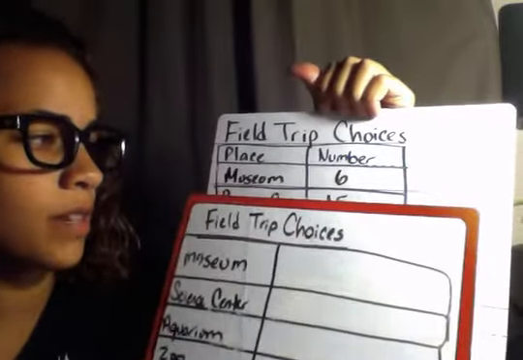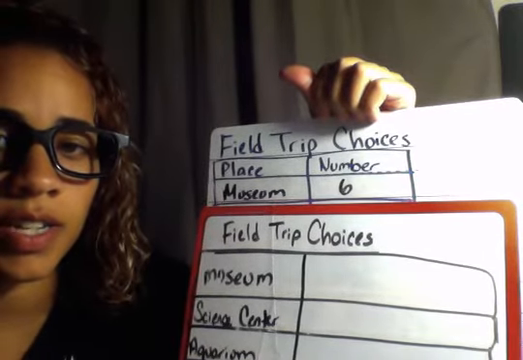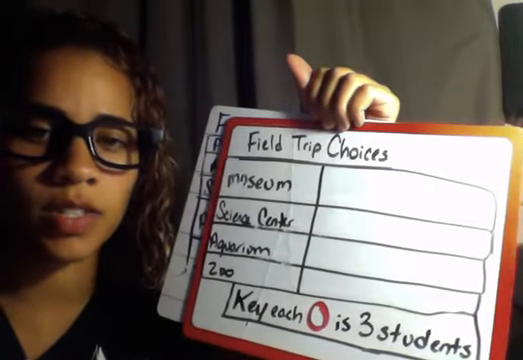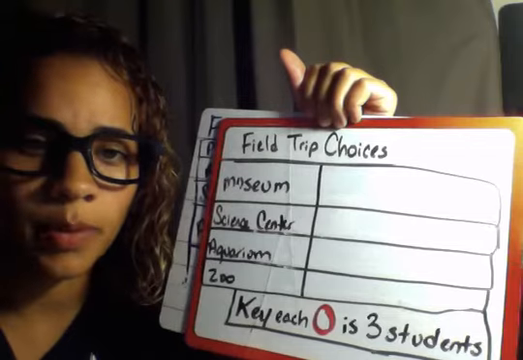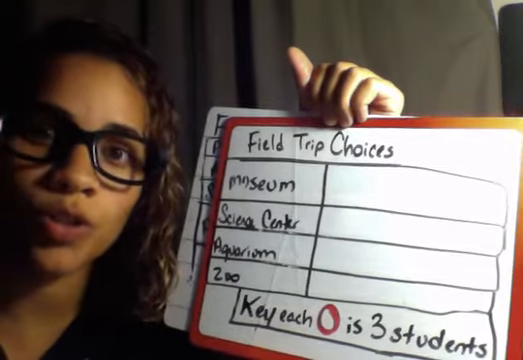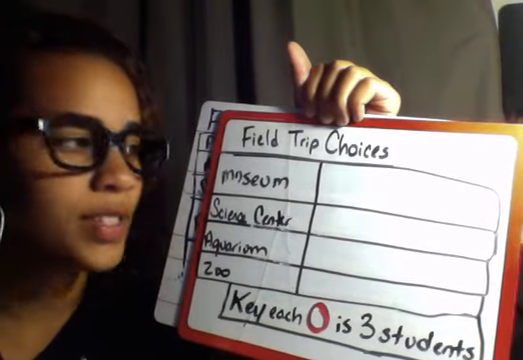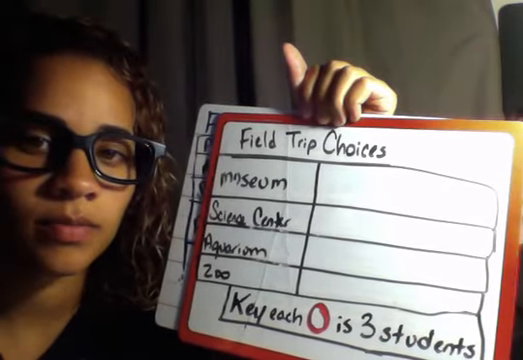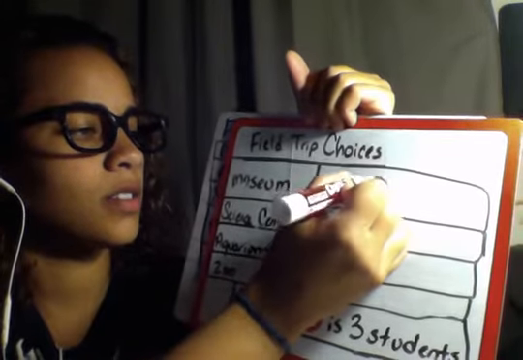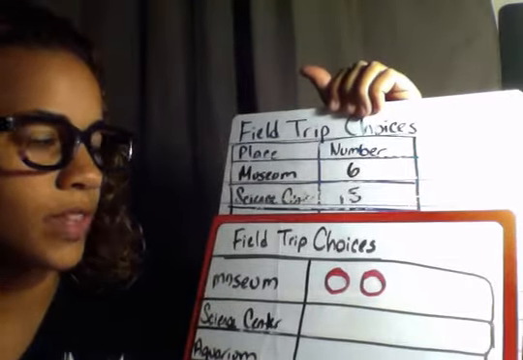So we're looking at museum, right? Museum had how many students? 6. So how many circles am I going to draw on here to represent 6 students? Well, how many students does 1 circle represent? 3. So if I wanted to show 6 students, how many circles would I need? 2. Very good. 3, 6. That equals 6 students. Very good.